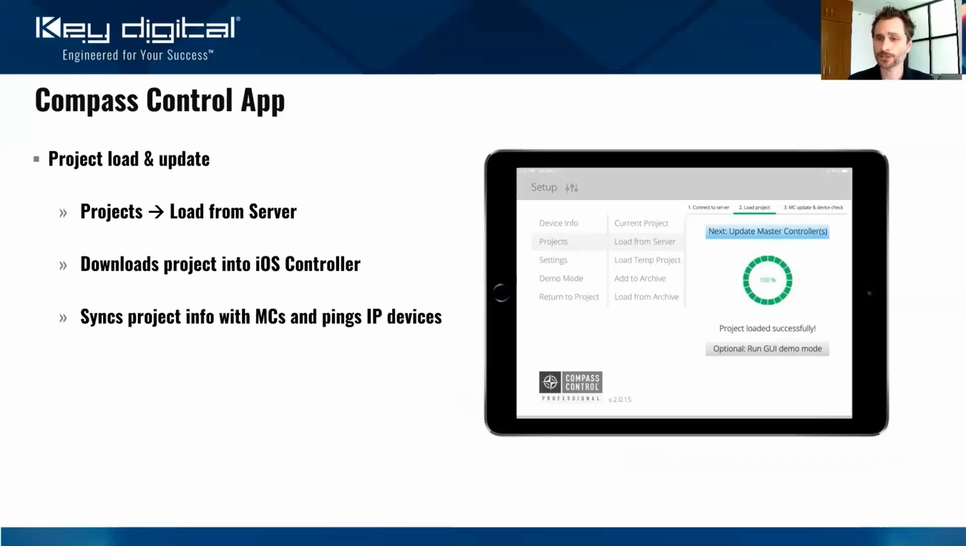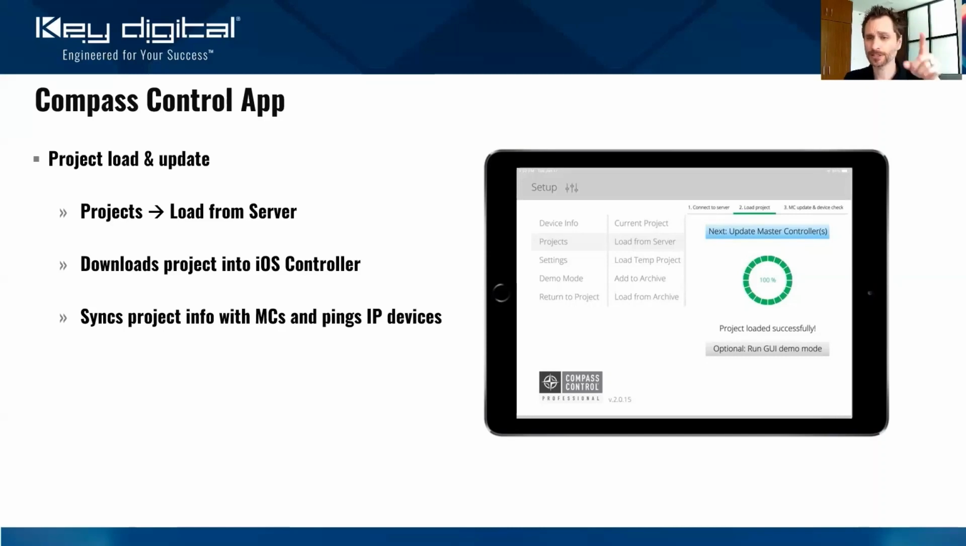So this is a larger look at the setup menu of the Compass Control app. You press projects, load from server, and then it's a step-by-step process, actually. The first step, very quick usually, is it connects to the server. Or if you're not online, or for some reason your firewall is blocking our server, it's just an Amazon web server we're actually using, then it'll fail, but typically it's very fast to connect to the server.